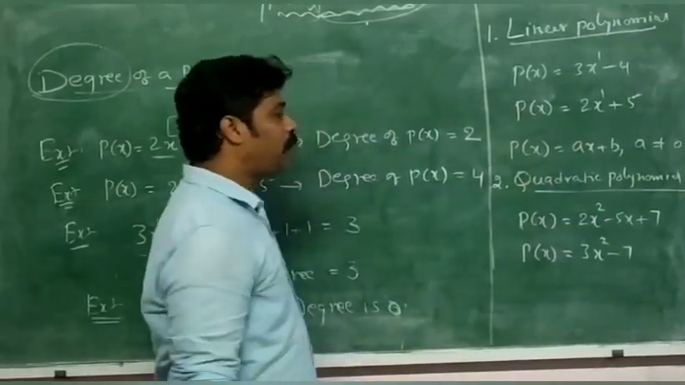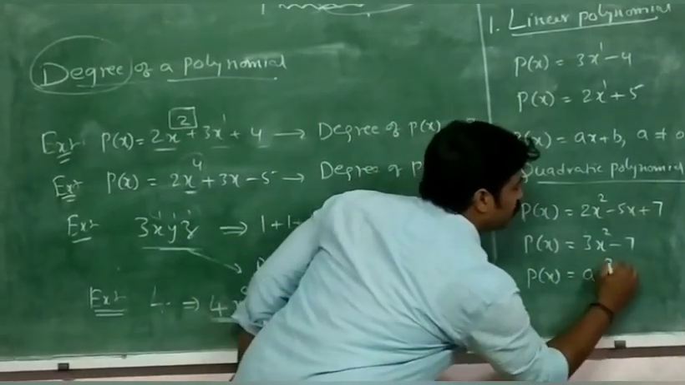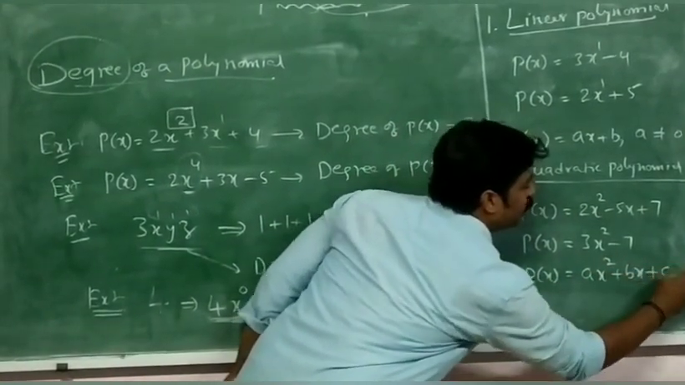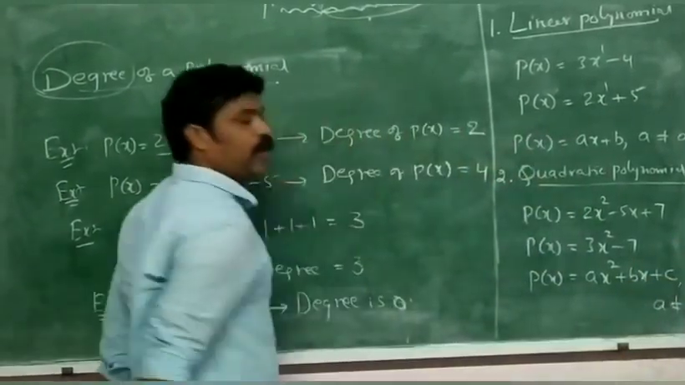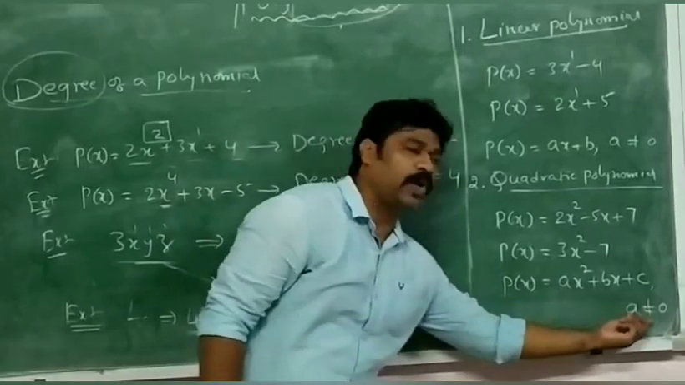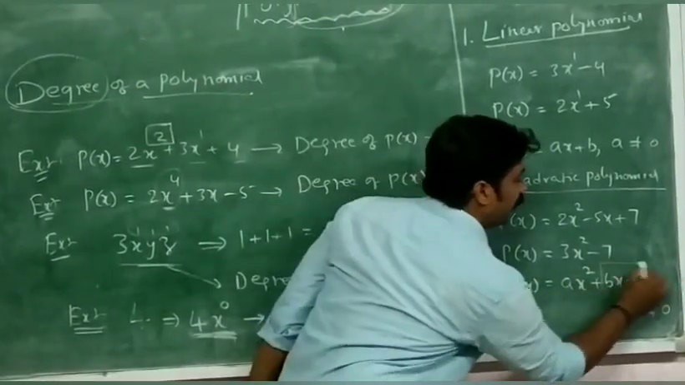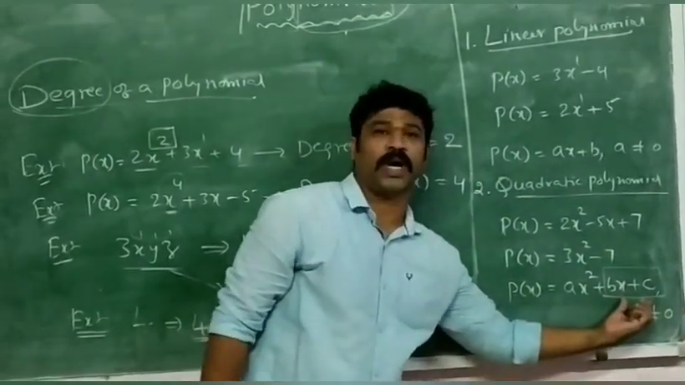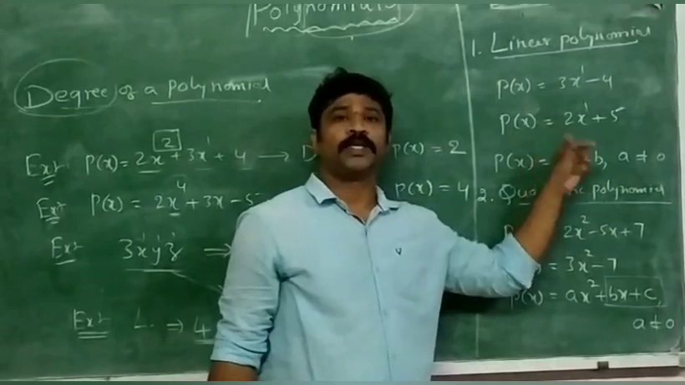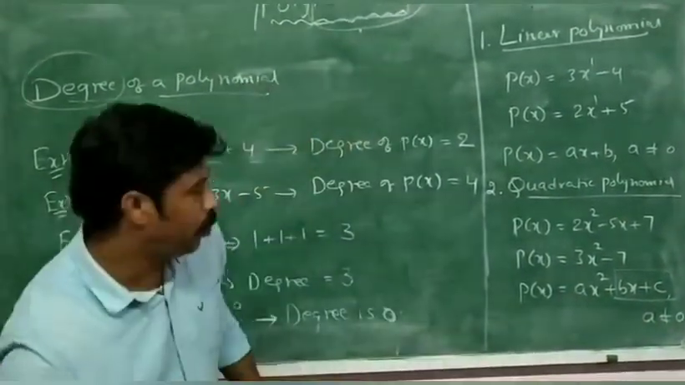And also the general form of quadratic polynomial is p of x is equal to ax square plus bx plus c. Here also we have to take the condition a must be not equal to 0. Then what happens if a is equal to 0? Then again this term will become 0. So we will get only bx plus c. In this the highest power is 1. So it becomes a linear polynomial. So a must be not equal to 0. So that is quadratic polynomial.